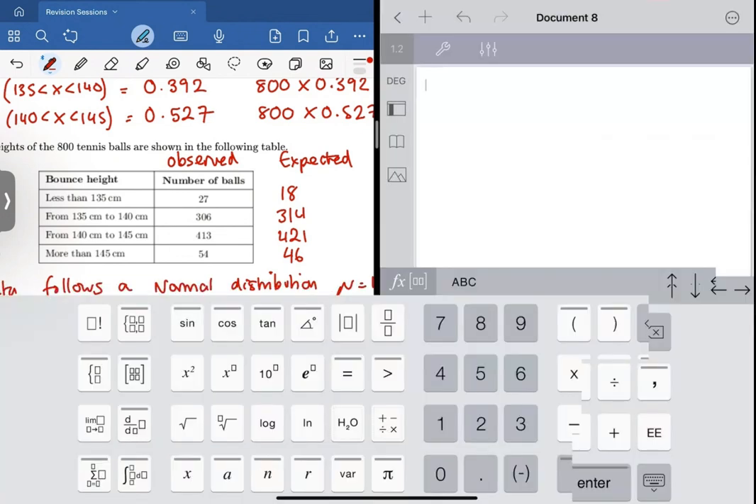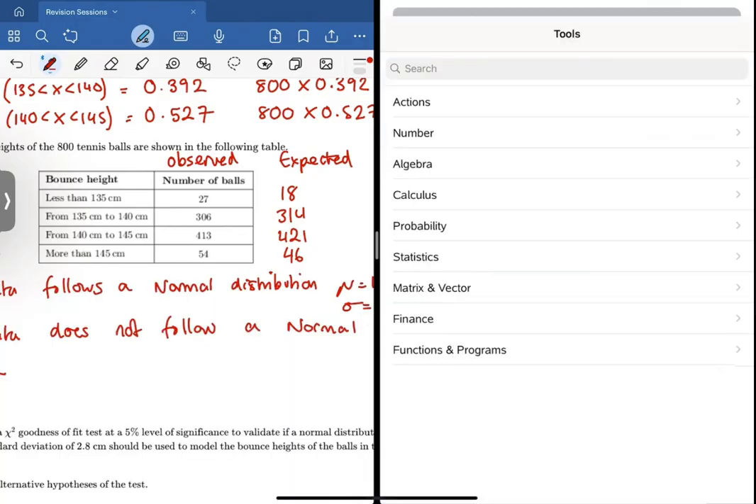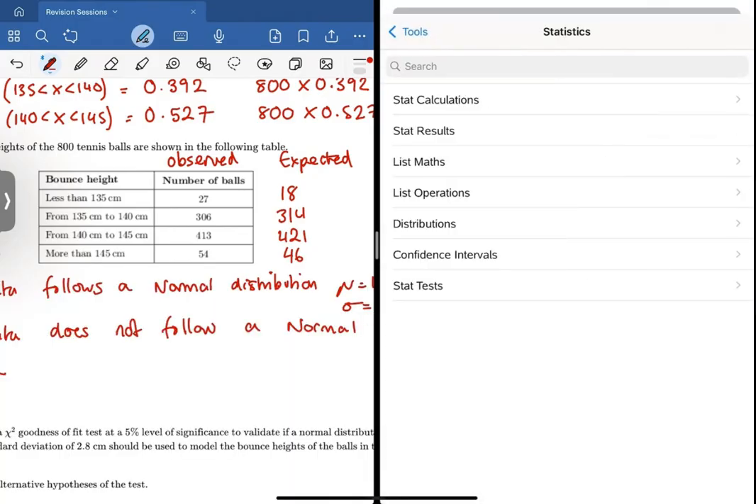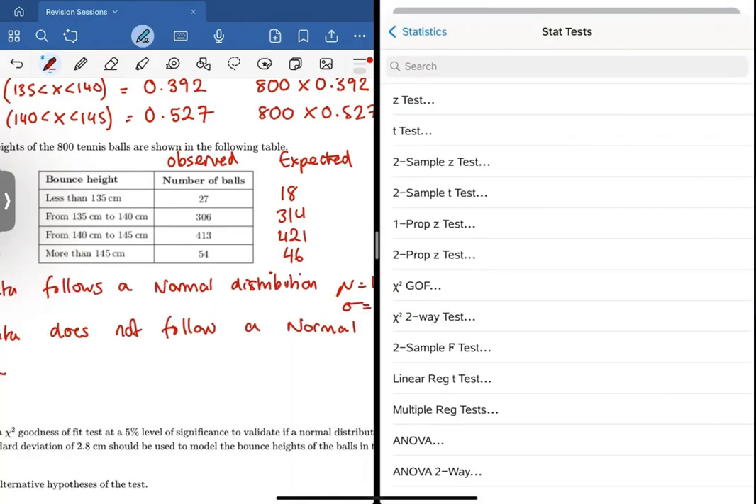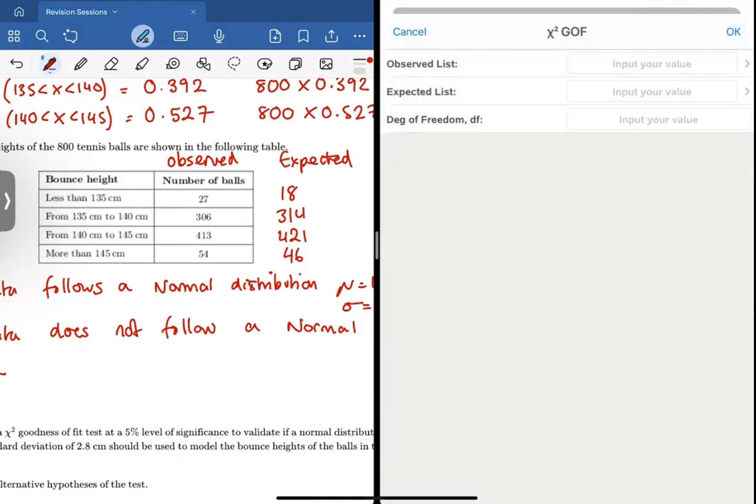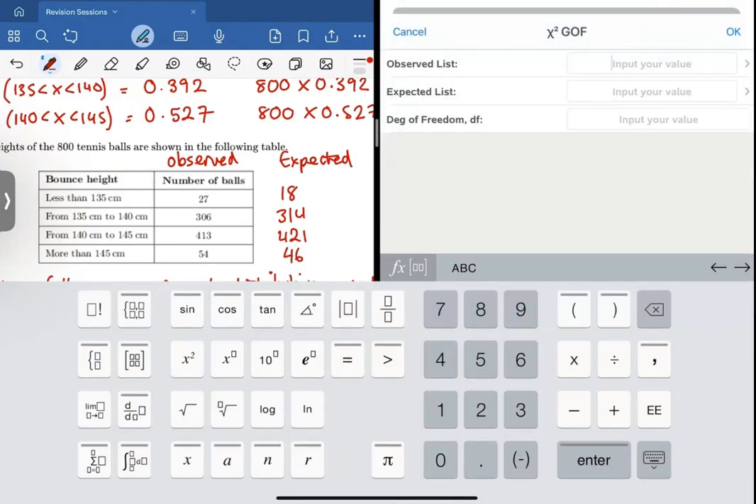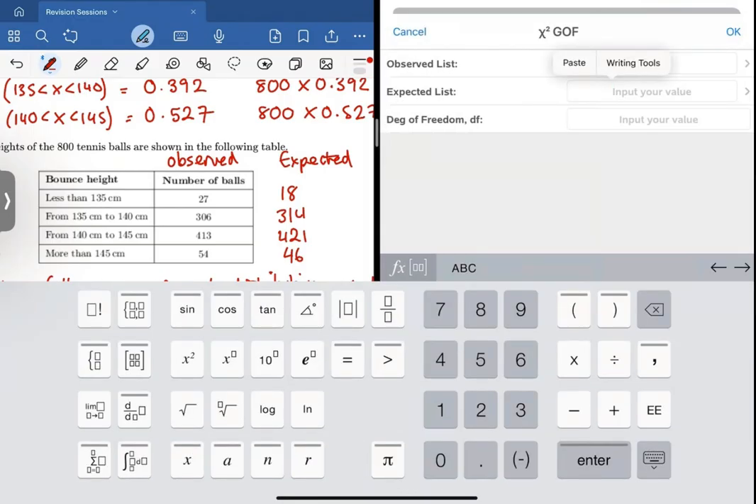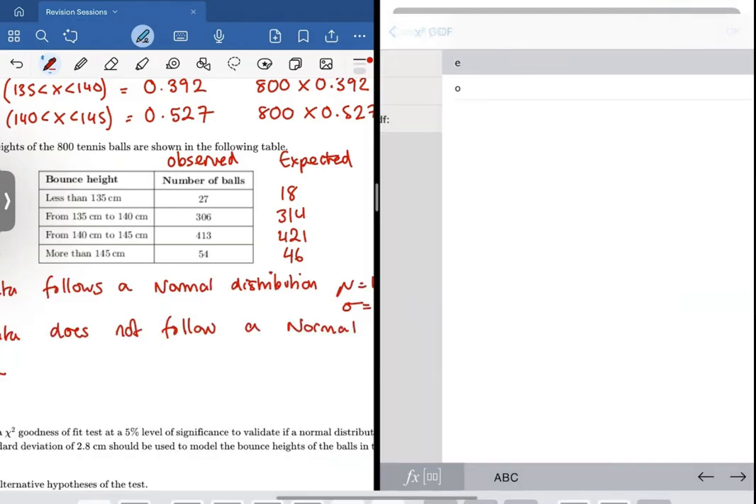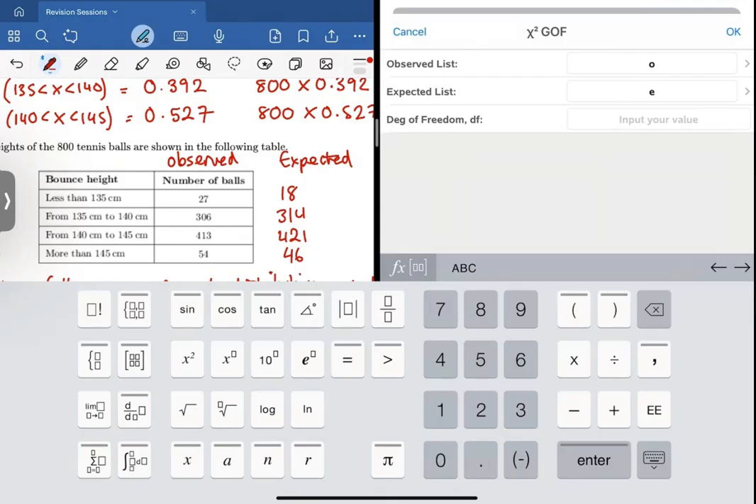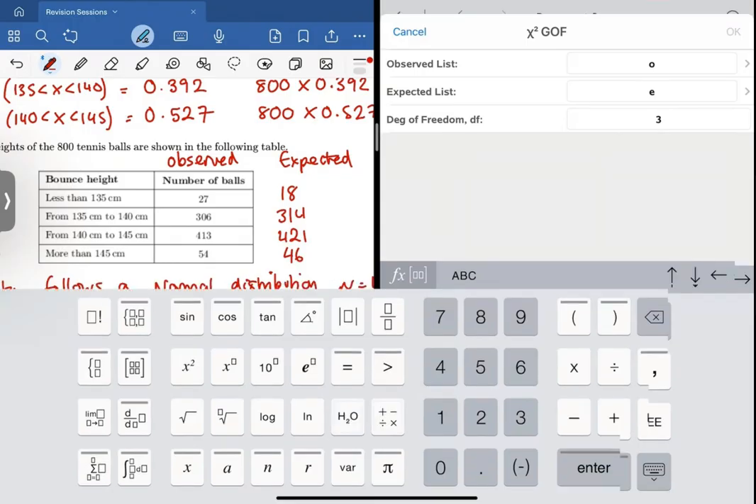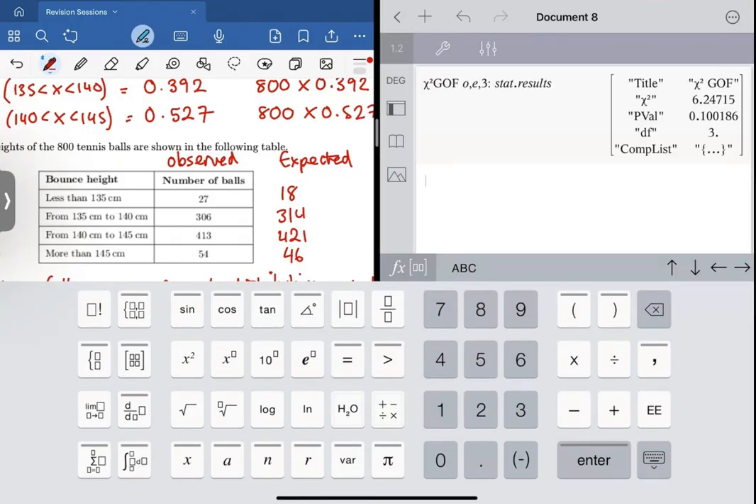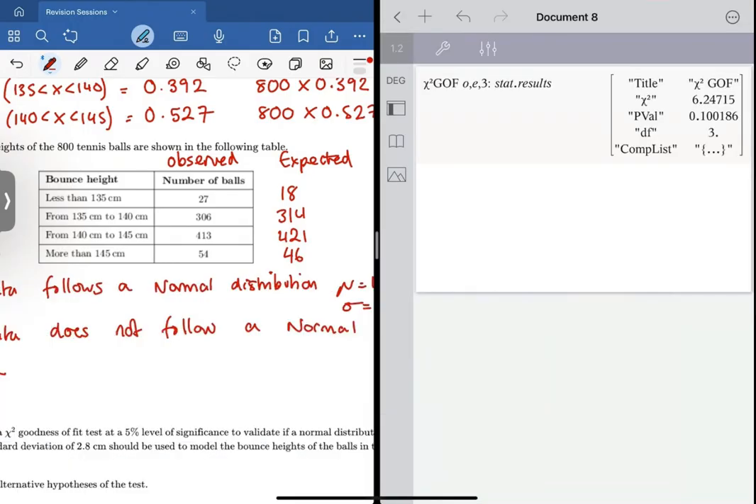So in a normal calculator, statistics, stats test, goodness of fit. Okay, we've got our observed list, our expected list, and our degrees of freedom. So we've got 4 different rows here, 4 columns. So 4 minus 1, 3 degrees of freedom. I'm going to hit that enter. Okie dokie. So let's have a look.